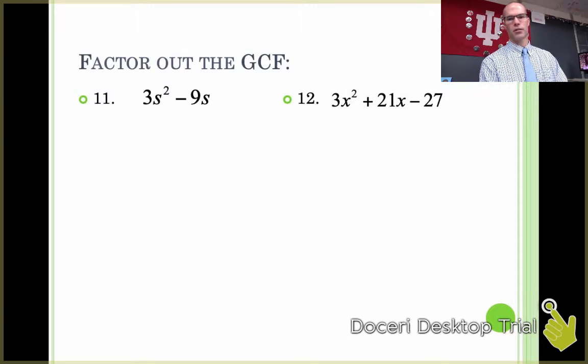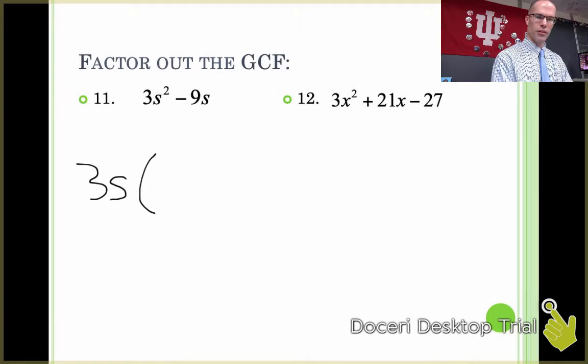Okay, so we got 3s squared minus 9s. So I can take a 3s out of both. Whoops, too many humps there. So then I'm left with 3 divided by 3 is 1. S squared divided by s is just s to the first. Minus 9 divided by 3 is 3. S over s reduces to 0 s's.